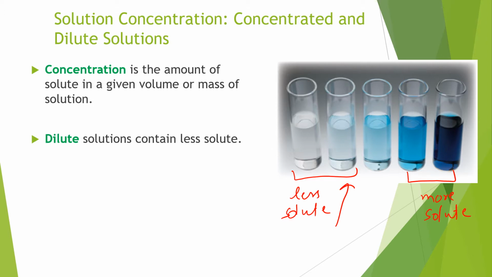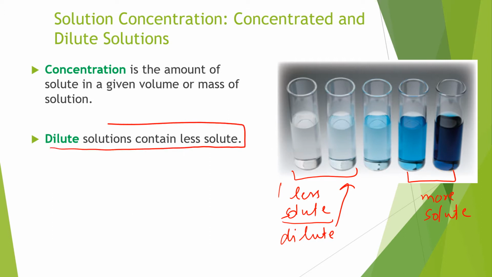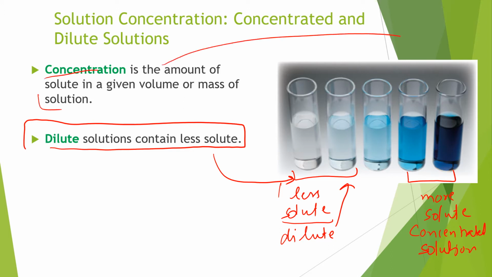They're all made up of the same solute, same solvent, the only difference is the quantity of solute. So the solutions which contain a very little amount of solute are known as dilute solutions. So dilute solutions contain less solute. And the solutions which contain a high quantity of solute are known as concentrated solutions. The examples of concentrated solutions are shown on the right side.